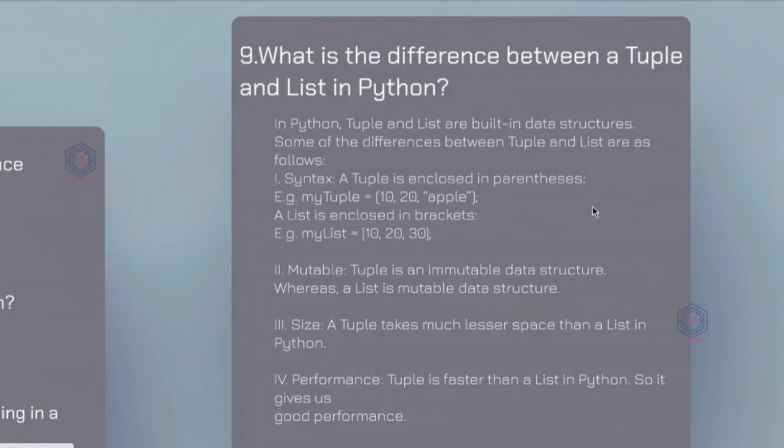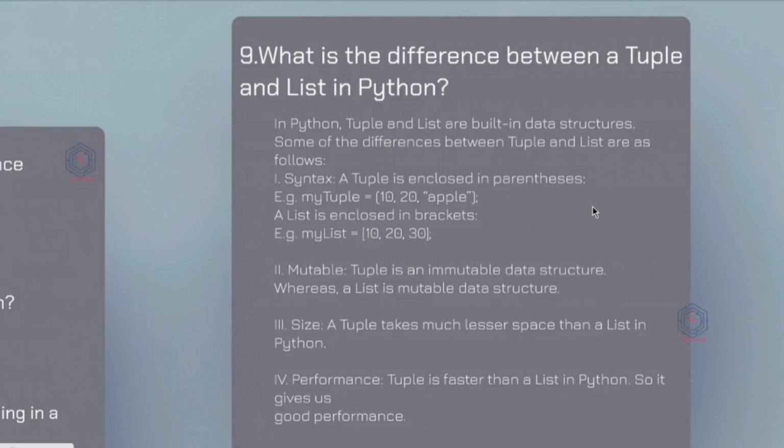Coming to mutability, a tuple is an immutable data structure, whereas a list is a mutable data structure. So what is mutable? You already know that mutable means the thing can be changed. Immutable means the thing cannot be changed. So the tuple here is immutable and the list is mutable. That means the list can change, but a tuple cannot be changed.